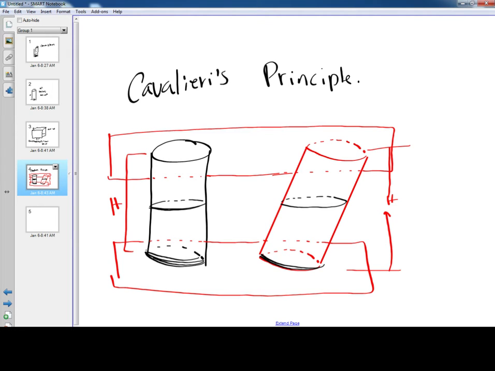Because remember when I talked to you guys, Matthew? So you said the corresponding, if you took one out. The cross sections? Yeah. What if you mixed it up a little bit? Well, that's the idea behind Cavalier's, to prove that you can find the volume of this the same way that you find the volume of this.